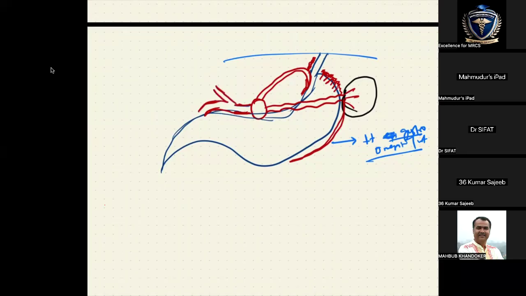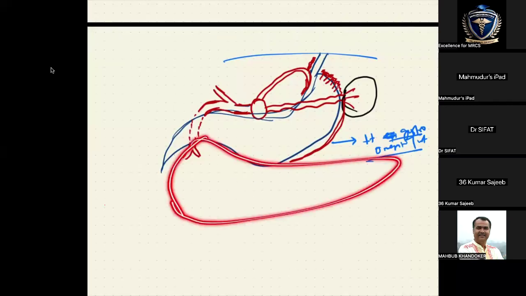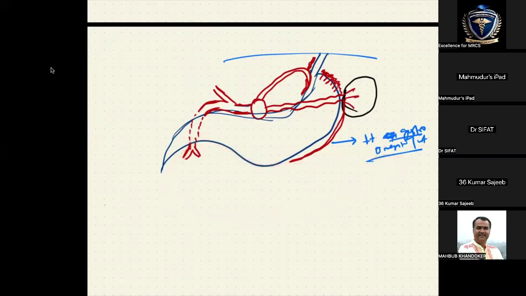This gastroduodenal artery goes behind the first part of the duodenum. That means we found a very important structure behind the first part of the duodenum, called the gastroduodenal artery. It divides into two parts: the anterior pancreatoduodenal artery and the posterior pancreatoduodenal artery. Are you getting me, guys? Because below this curve, you will get the pancreas.